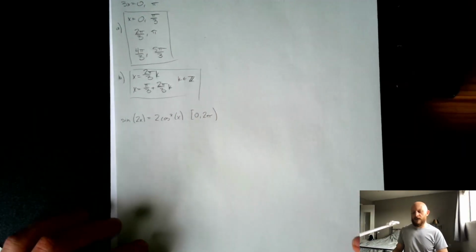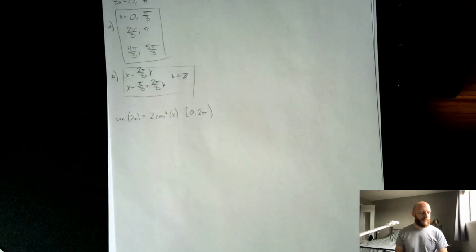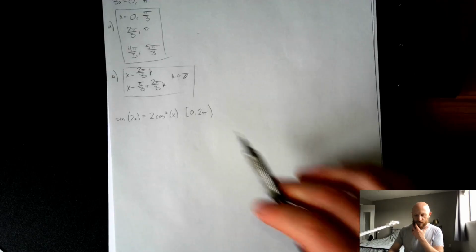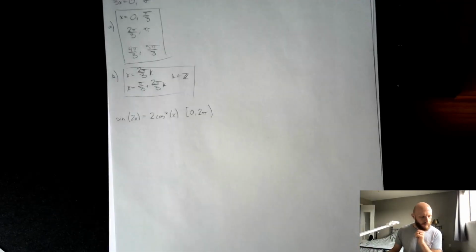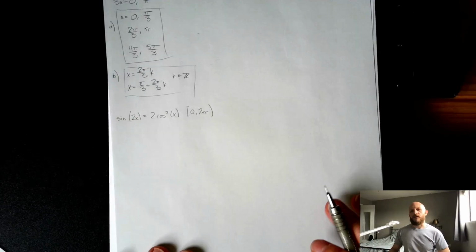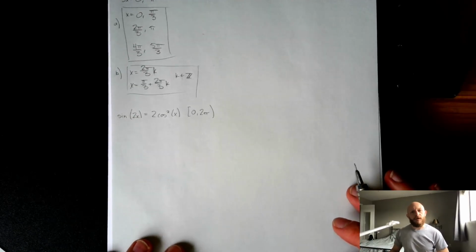Right, so here's the next one. Let's try to solve sine of 2x equals 2 cosine squared of x on the interval from 0 to 2 pi. Let's see. And again, take a second, pause the video, play with this on your own.